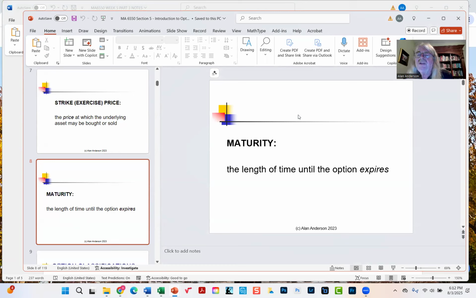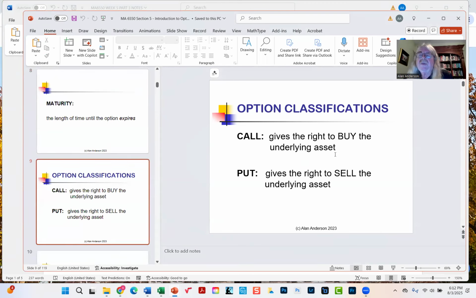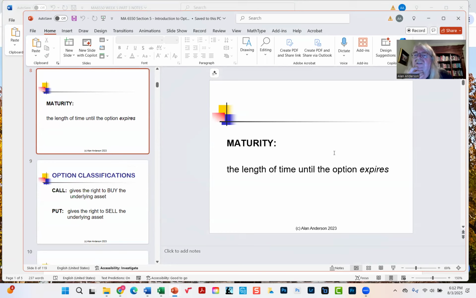So you've got a fixed length of time in which to decide, do I want to exercise it or not? Do I want to buy the underlying security? Do I want to sell? Or do I want to just let it expire if its value is too low? By the way, most options have maturities of less than a year, although there are some that go out further than that.